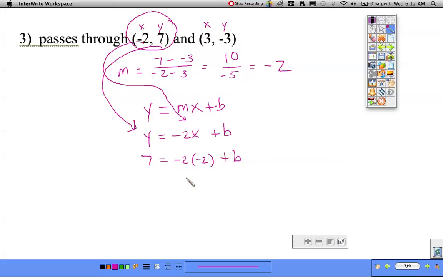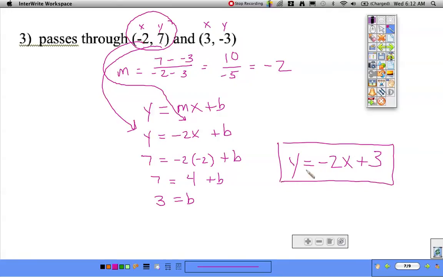So I solve this for b. Negative 2 times negative 2 is 4, plus b should equal that 7, so 3 should equal my y-intercept. So my equation would be y equals my slope of negative 2 times x, and then positive 3 was my y-intercept.